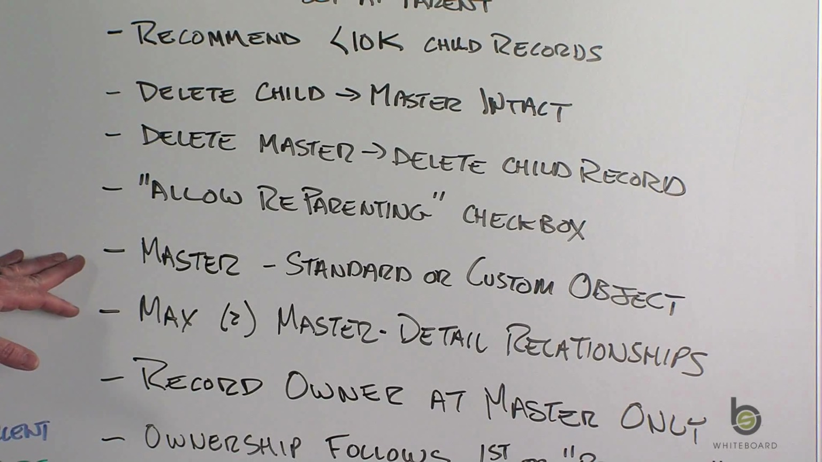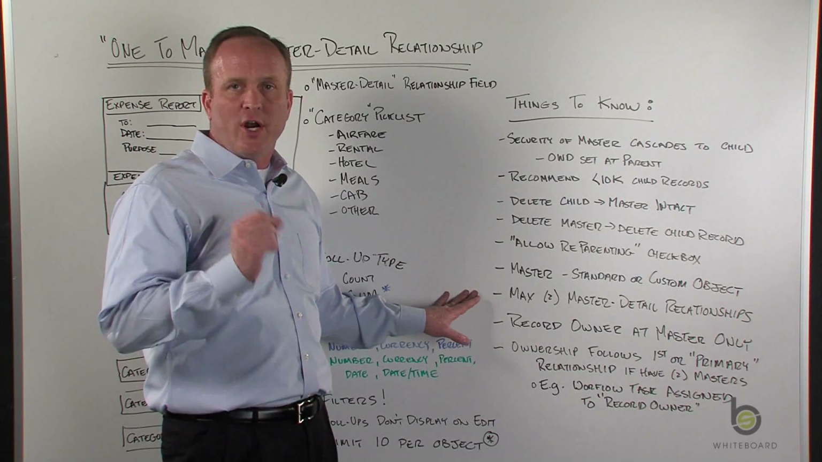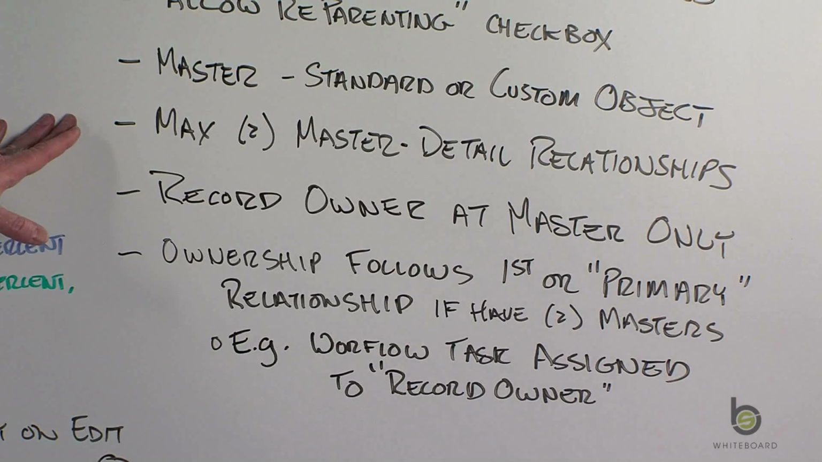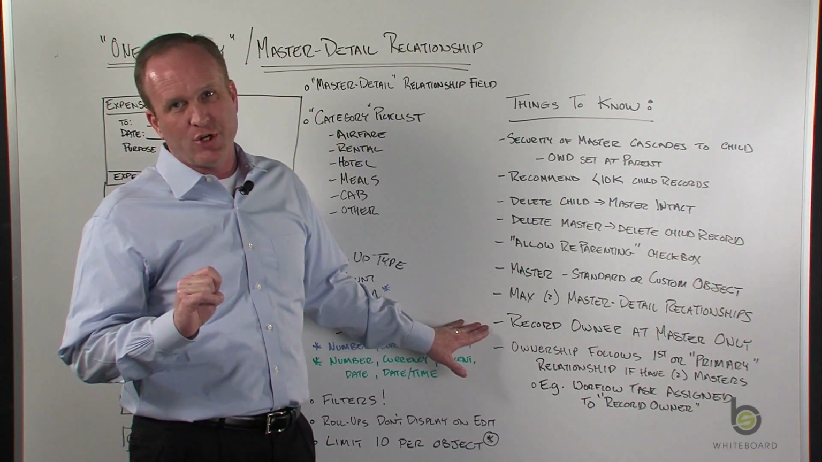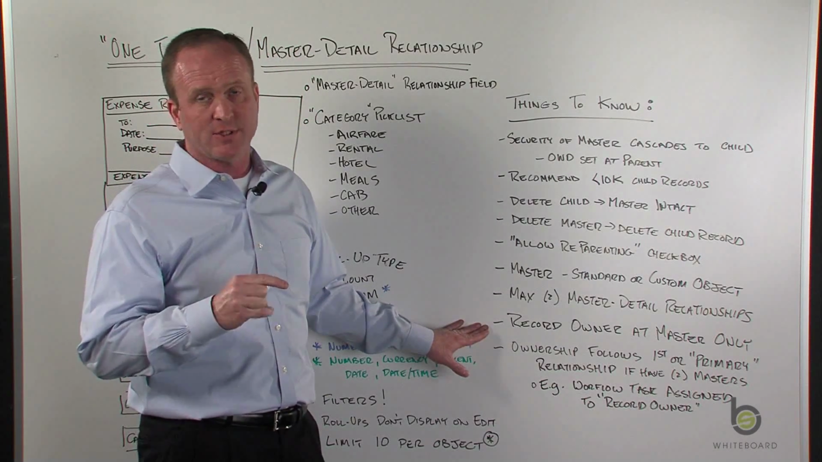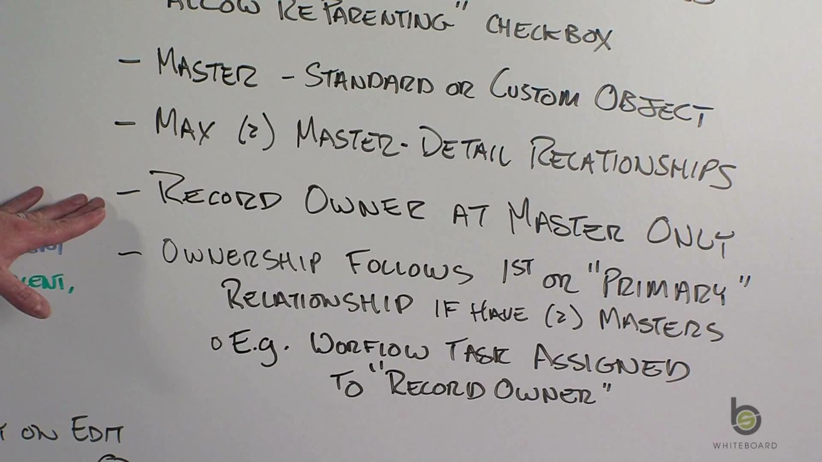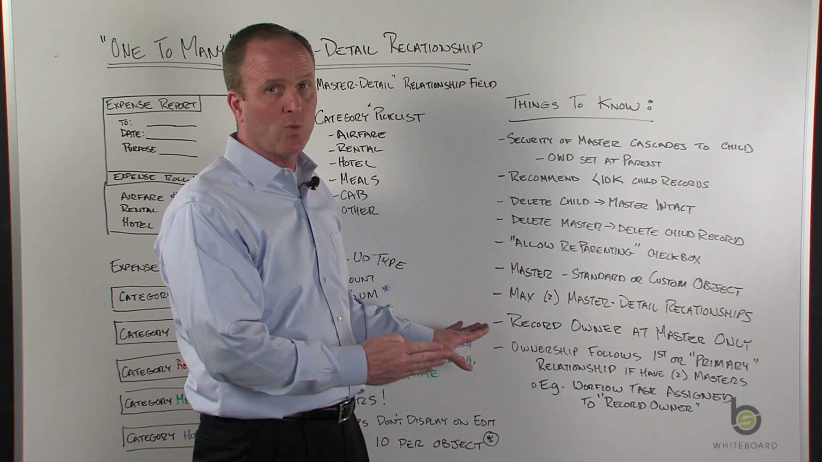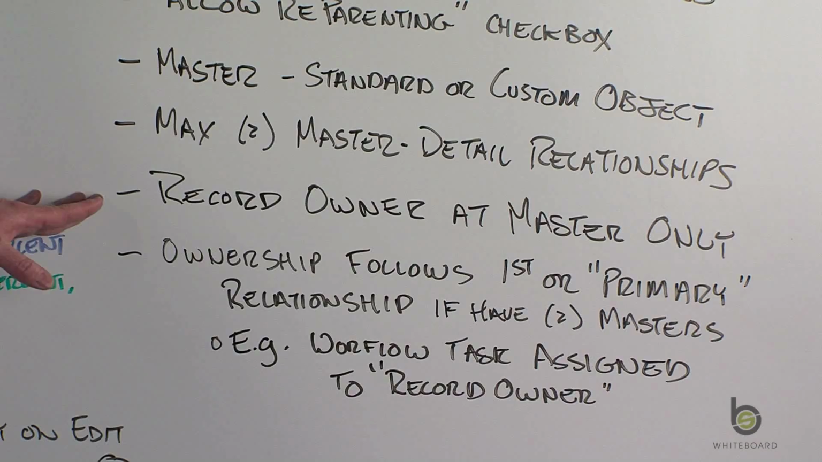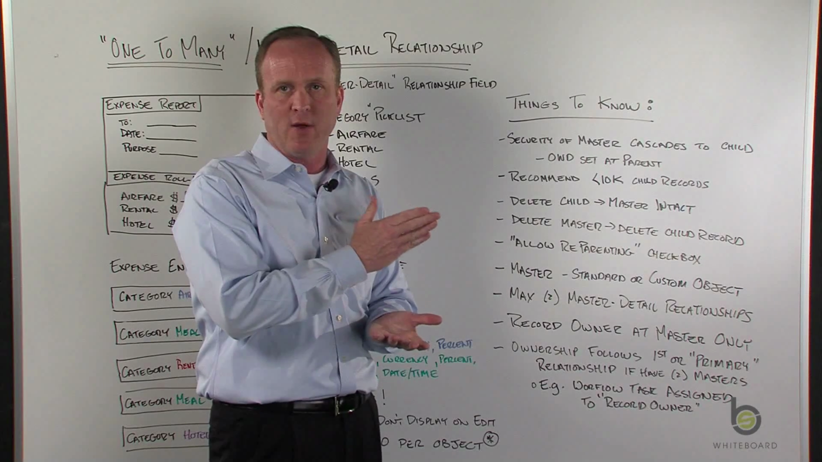So let's talk about what could be on the master side of the master detail relationship. A master can be a standard object or a custom object. You can also have on an object up to two master detail relationships. So a child object can actually have two parents in a master detail relationship. Record ownership is determined at the parent level, at the master level. So if we think about our expense report, you will see a record owner field at the expense report level, but you're not going to see a record owner field at the entry object level. Salesforce assumes that in that tight master detail relationship, you really just have ownership at one level.